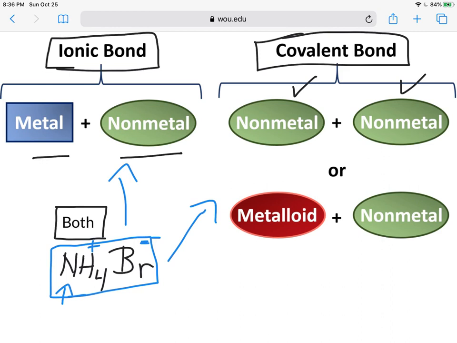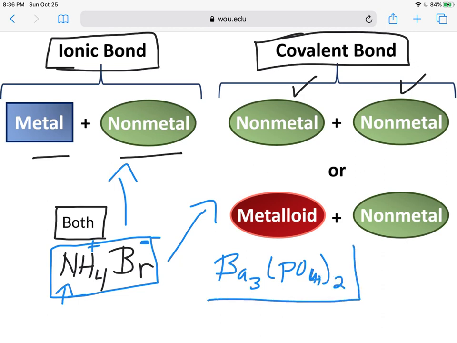So if I have something like, let's say, barium and a phosphate, PO4, this would be both. Okay?